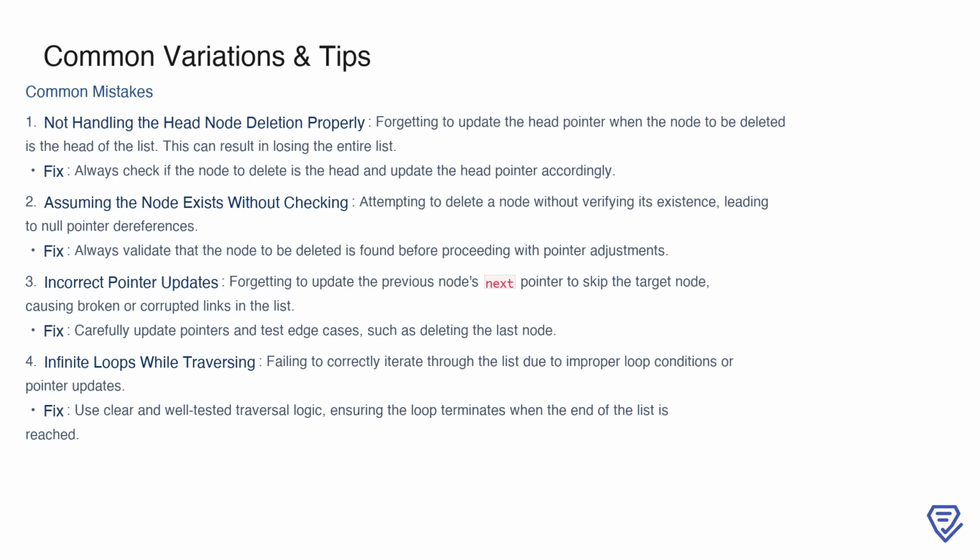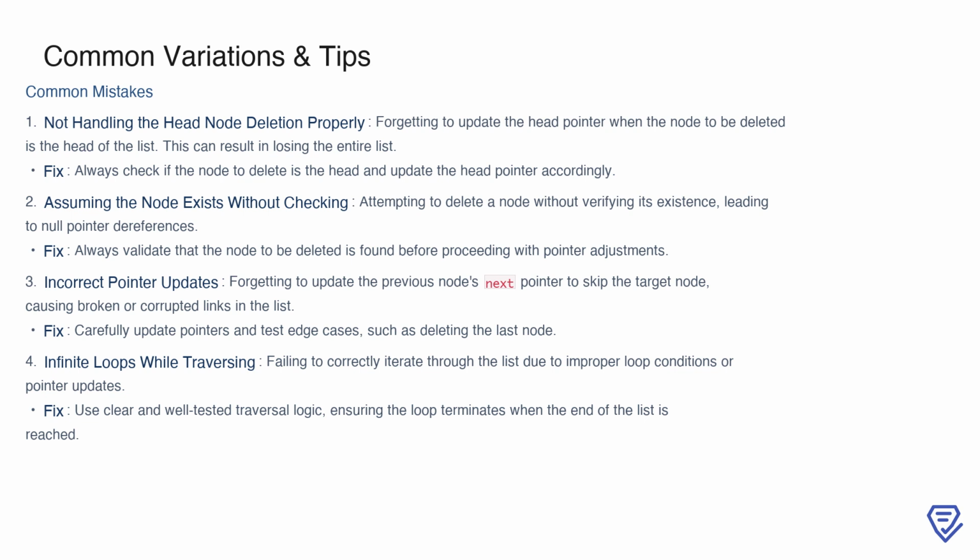When working with linked lists, there are several common mistakes to watch out for. One of them is not handling the deletion of the head node properly. If the node to be deleted is the head, you must update the head pointer to avoid losing access to the entire list. Another frequent error is assuming the node exists without verifying its presence. Attempting to delete a non-existent node can lead to null pointer dereferences, so always validate the node before modifying pointers.